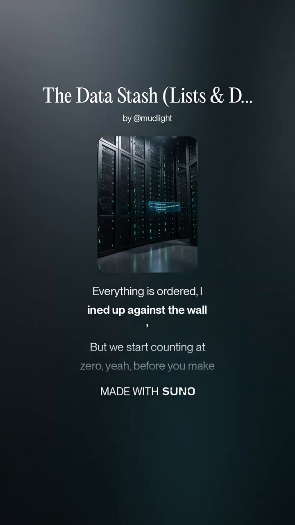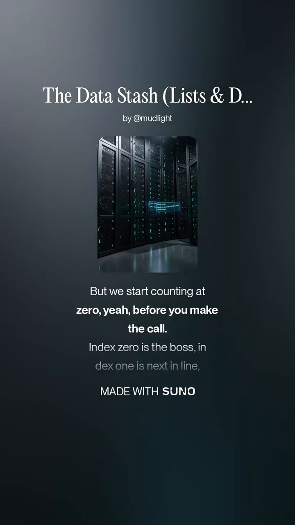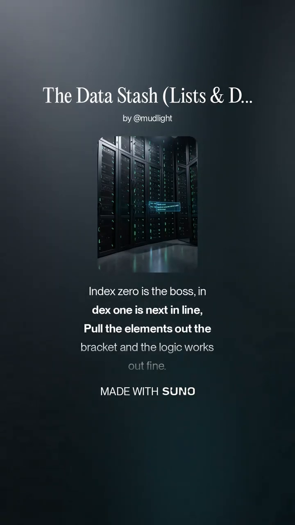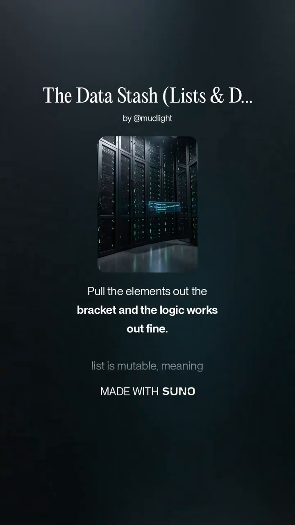Everything is ordered, lined up against the wall, but we start counting at zero. Before you make the call, index 0 is the boss. Index 1 is next in line. Pull the elements out the bracket and the logic works out fine.